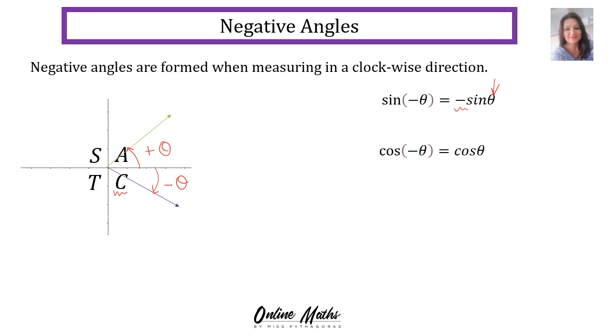When I give you cos negative theta, the answer is positive cos theta. So the angle becomes positive, but then cos stays positive because that is cos's quadrant. That's where you find the negative angle. And then tan negative theta becomes negative tan theta. So the angle is positive, but the sign is negative because that is cos's quadrant, not tan's quadrant.